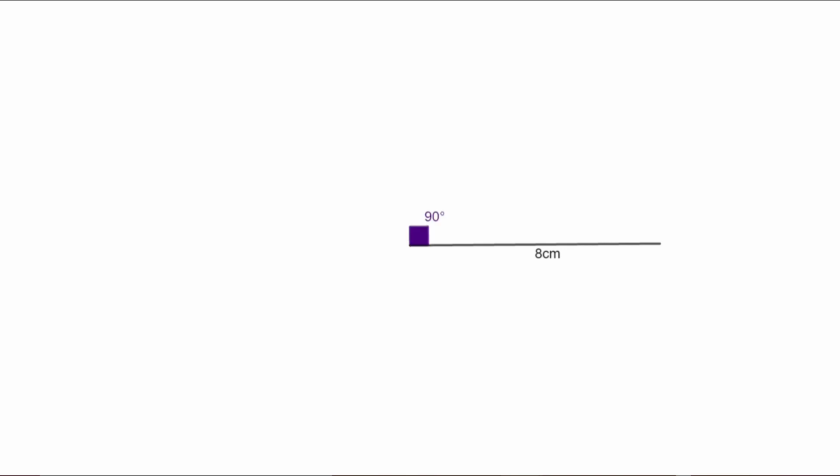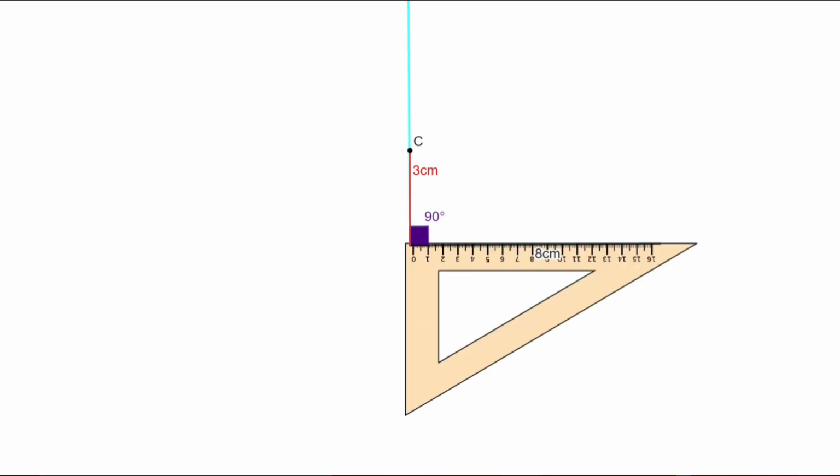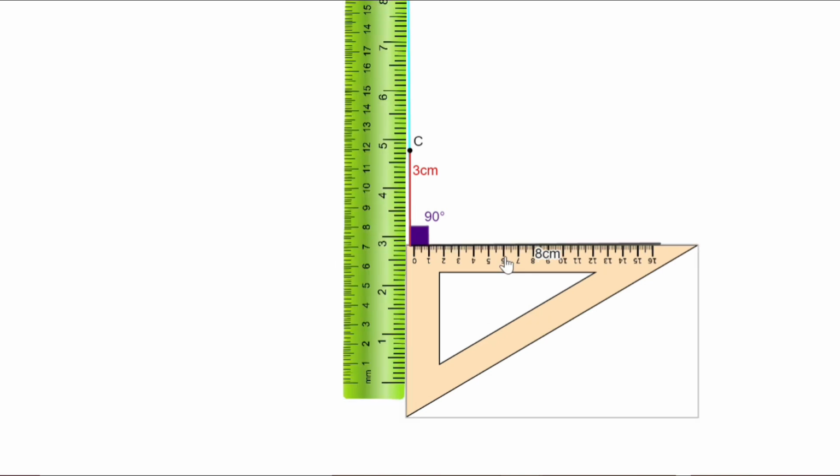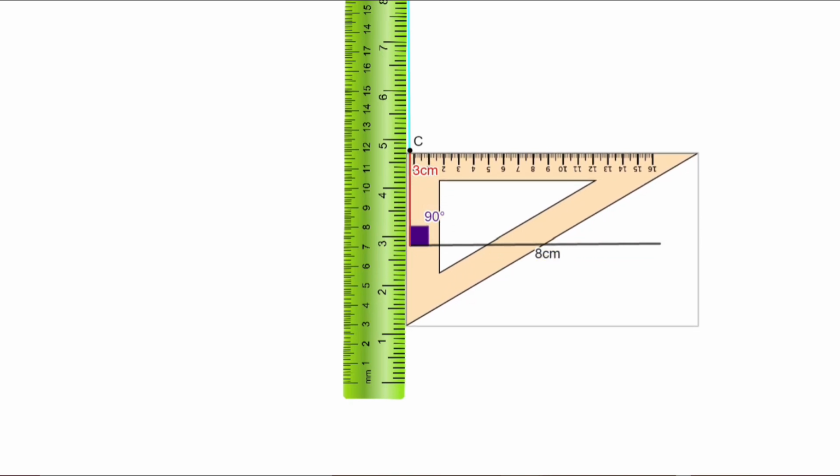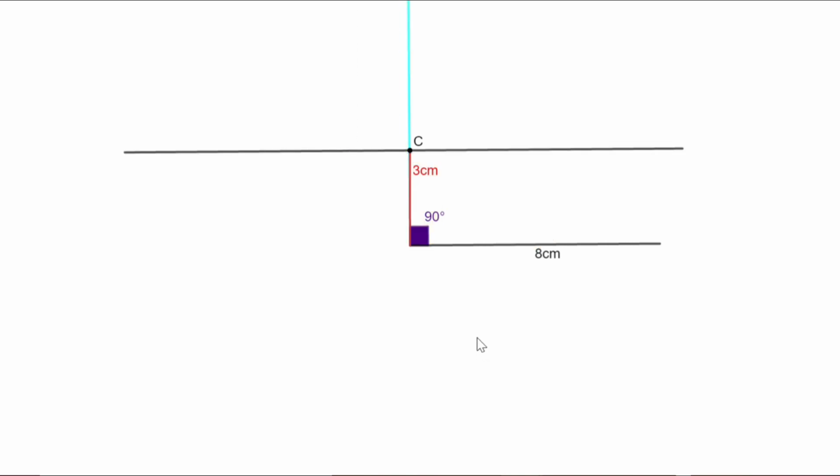So take 90 degrees at one end and draw a line. Now mark a point C 3 centimeters away from one end of the baseline. Now draw a line parallel to the baseline through the point C. For that, let us take the set square and ruler. Place it like this. Slide the set square along the ruler. Now draw a line through the point C. So we got a line parallel to the 8 centimeter line, which is 3 centimeters away from the baseline.